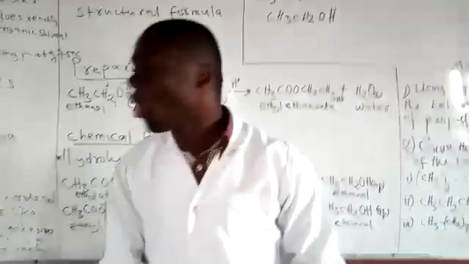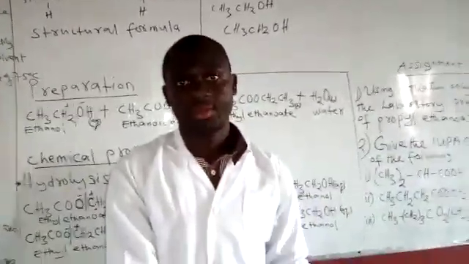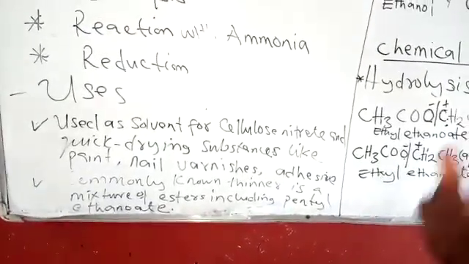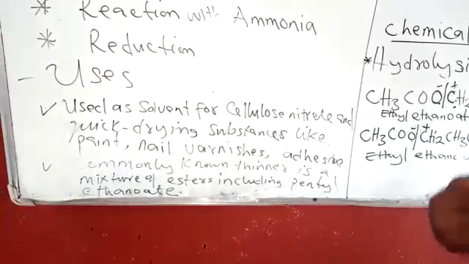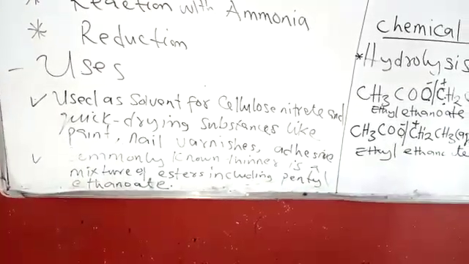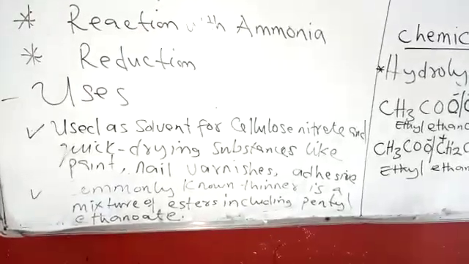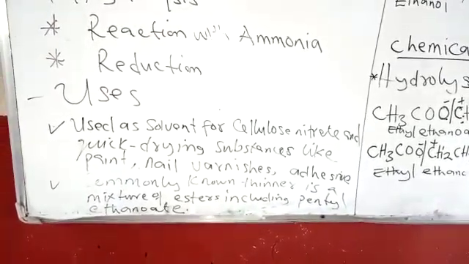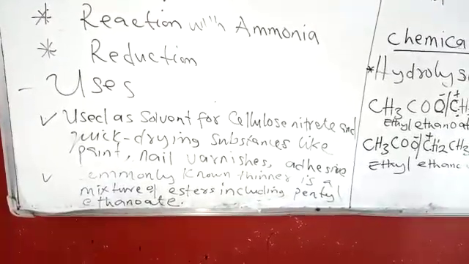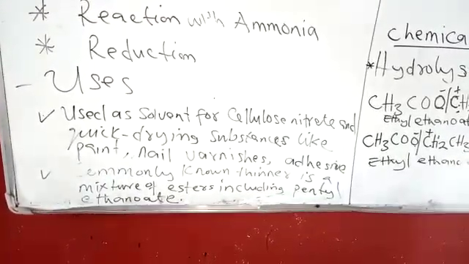So that is the chemical properties of ethyl ethanoate. Now, some of the uses of ethyl ethanoate. Ethyl ethanoate is actually used as a solvent for cellulose nitrate and quick drying substances like paint, nail varnishes, and also adhesive. The common known thinner is a mixture of esters, including pentyl ethanoate.